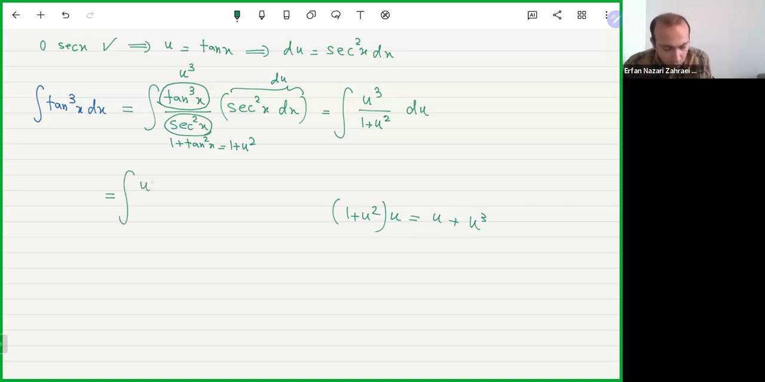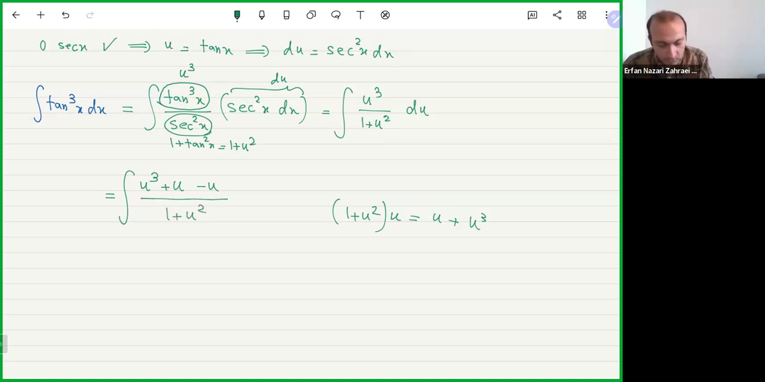Let's do that. u cubed plus u, that's u plus u cubed. That's what I want to construct. But I can't do that. This is not the same as that. It should be the same. So I need also to subtract u. This is the same as that, but written such that I have a term which is a multiple of the denominator.